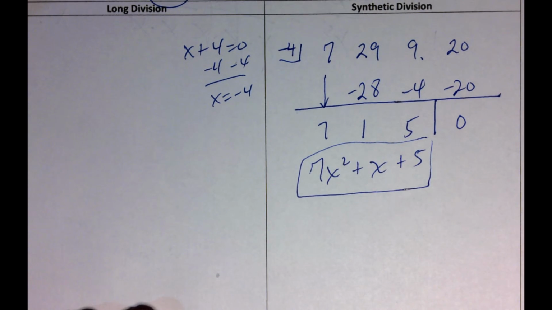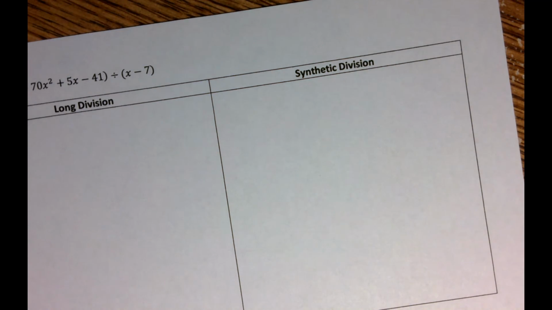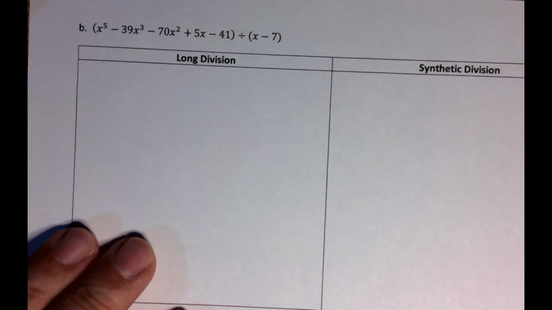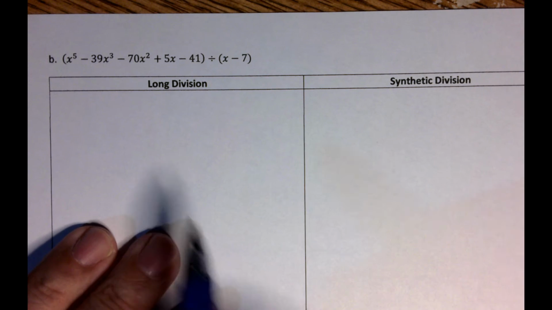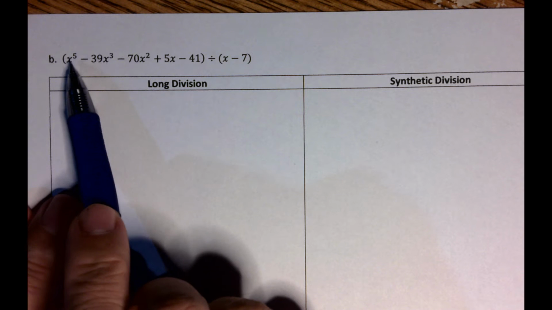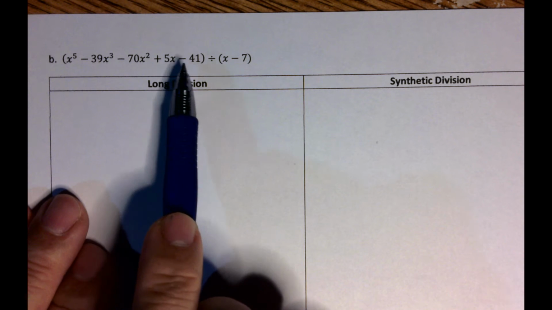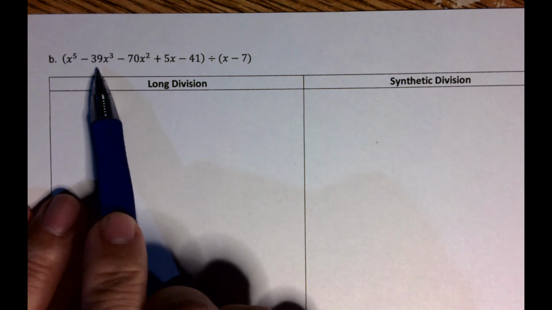Let's do 2 more examples. Are there 2 more examples? Yeah, there's 2 more examples. All right, here we go. So this is the flip side. It's the other side of that paper, or it's just the second page, okay? So in this one, though, there is a term missing. What I mean by that is it goes from x to the 5th, then it goes x cubed, x squared, x to the first, no x, or x to the 0. So it's missing the x to the 4 term. So when I write this out, I'm going to put a 0 in this place.